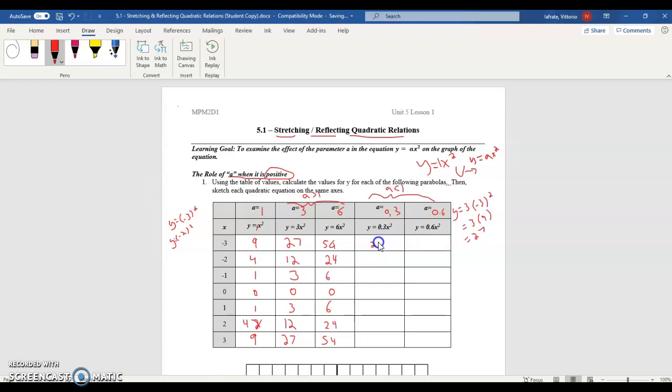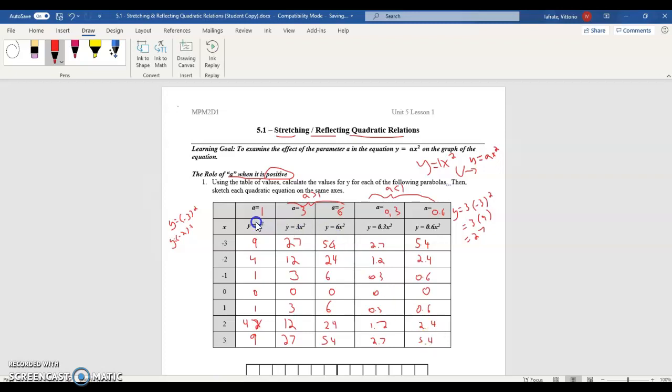We'd have 2.7 over here, 1.2, 0.3, 0, 0.3 again, 1.2, and 2.7. And the same idea for the 0.6 here. We have 5.4, 2.4, 0.6, 0, 0.6, 2.4, and 5.4.